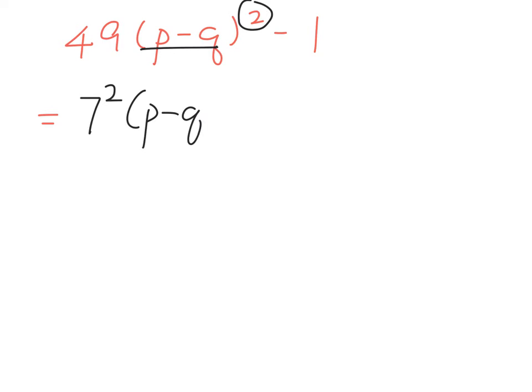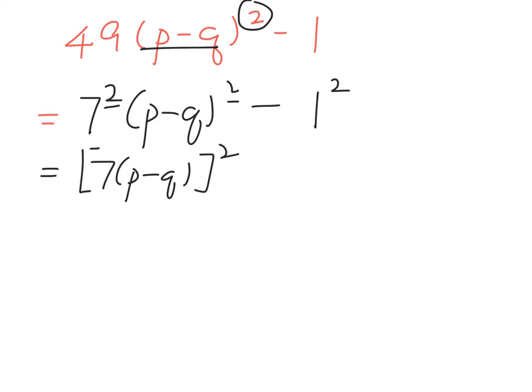And (p minus q) squared and minus 1. And 1, you should know, is the same as 1 squared. As a result, both are squares, so we can group together and take the overall square, okay? So that means (7 times (p minus q)) squared, and minus 1 squared. As a result, it becomes another square minus square. So we can use these two to form 2 factors.